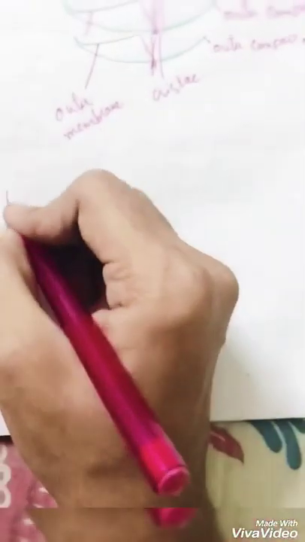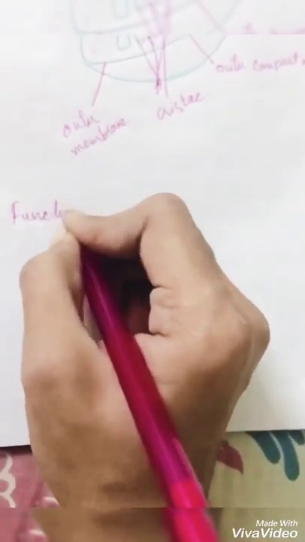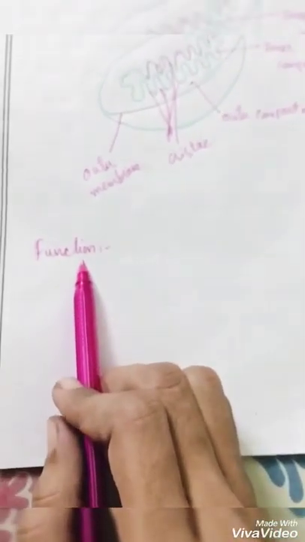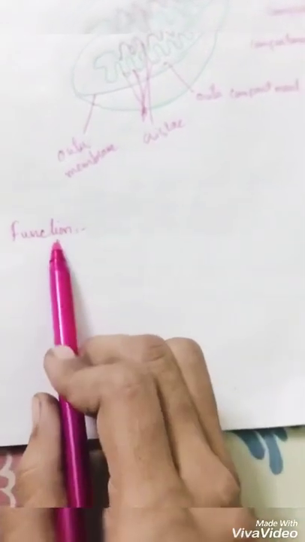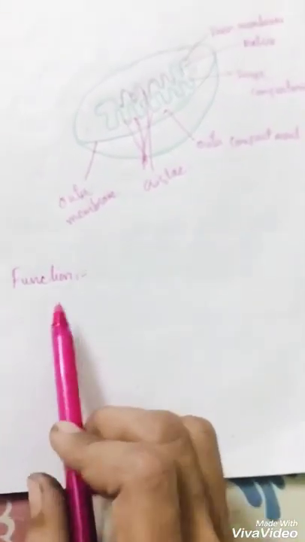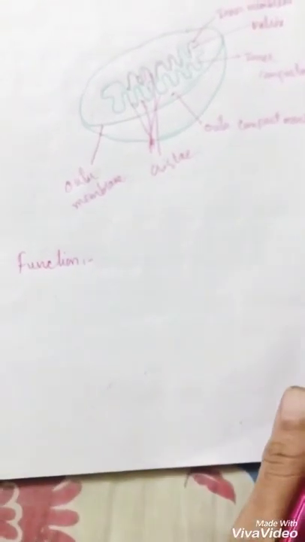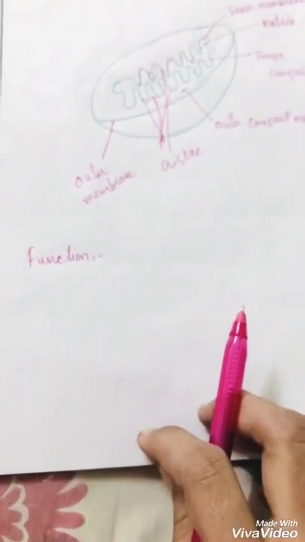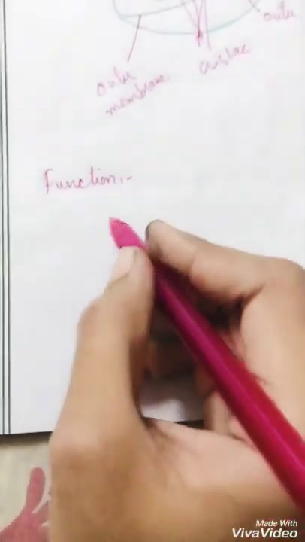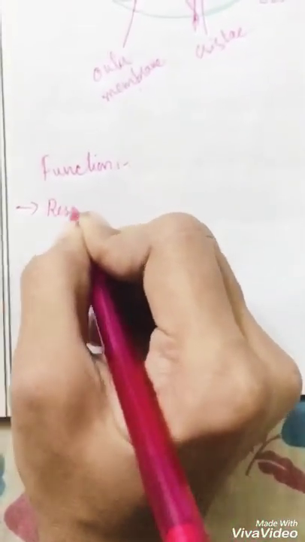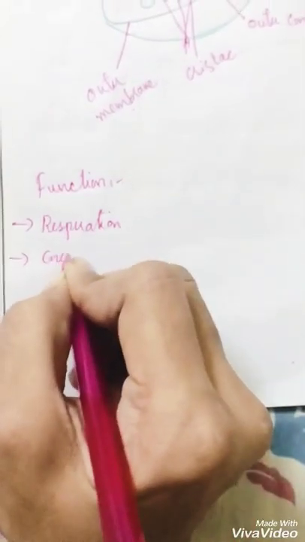Now, moving on to the function, it helps in respiration and energy production. How does it help in respiration? The inner membrane, matrix and elementary particles in the mitochondria have large numbers of enzymes and other required proteins. Hence, it helps in respiration and, secondly, in energy production.